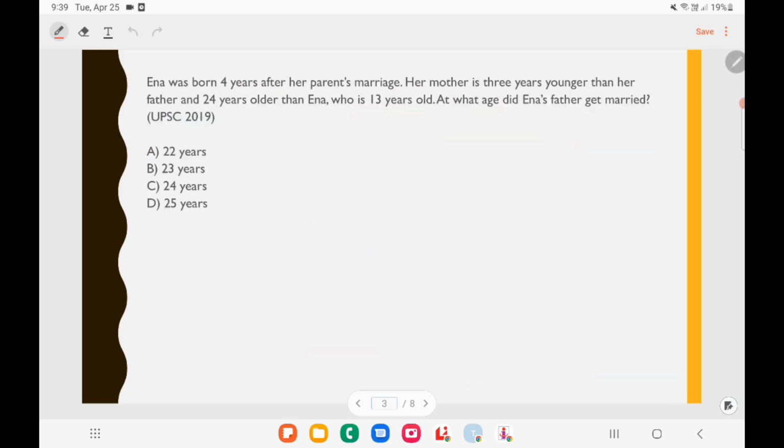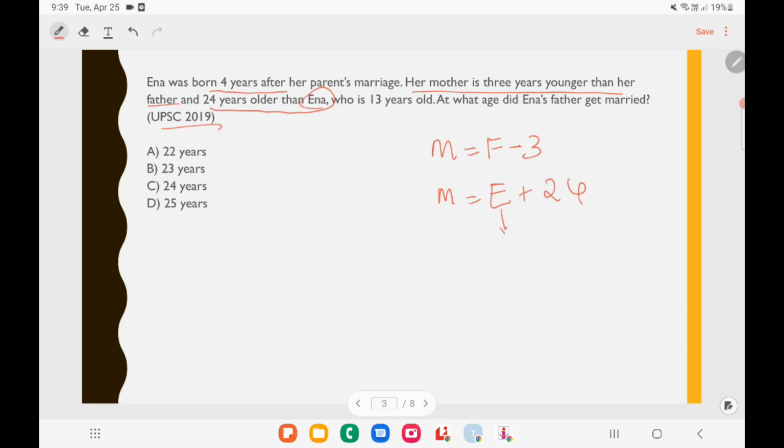Now let us take a different question. This is also from UPSC 2019. So Ina was born 4 years after her parents' marriage. Her mother is 3 years younger than her father, so mother is f minus 3, where f is the age of the father and m is the age of the mother. And she is 24 years older than Ina. That means mother is Ina's age plus 24.